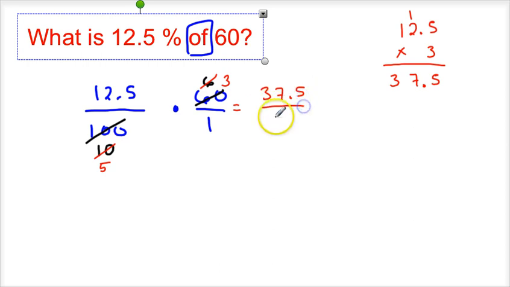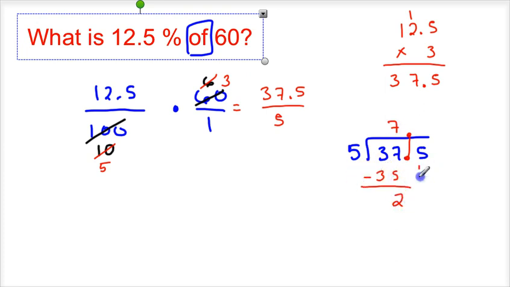So I've got 37.5 over 5. Okay, I must simplify this. So how many times does 5 go into 37.5? Okay, 5 is a whole number. I'm going to bring up my decimal right away so I don't lose its place value. 5 times 7 is 35. Subtracting, bringing down my 2, bringing down my 5. 5 goes into 25 5 times. Remainder of 0. So 12.5% of 60 is 7.5.